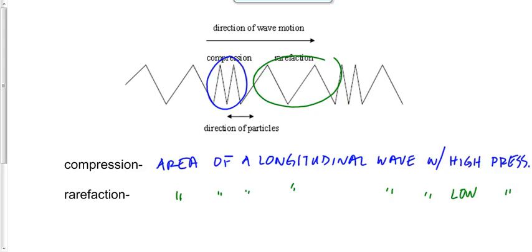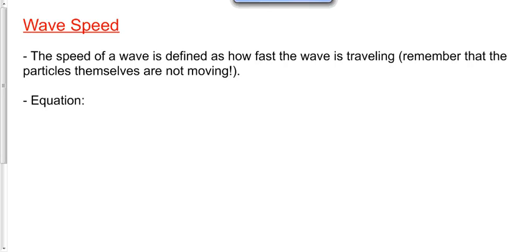If the wave is traveling this way, and the particles are vibrating back and forth this way, it's simple harmonic motion again, but it's simple harmonic motion parallel to the way the wave is moving. All right, we're going to finish off the day with a little bit of wave speed, a little bit of quantitative analysis about the wave.